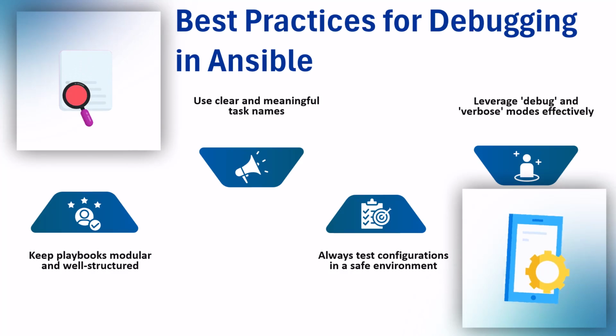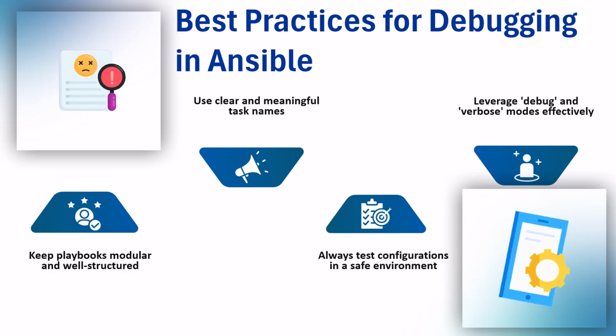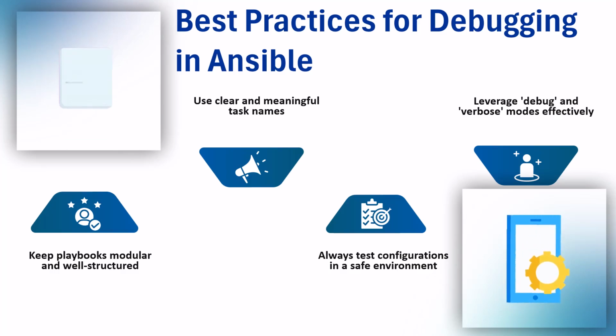Debugging in Ansible doesn't have to feel like finding a needle in a haystack. First, meaningful task names help you stay sane. Then, master the debug and verbose modes. They are like your tech detective tools. Keeping playbooks modular is a lifesaver when fixing issues. And finally, always test before rolling changes into production, unless you enjoy chaos.